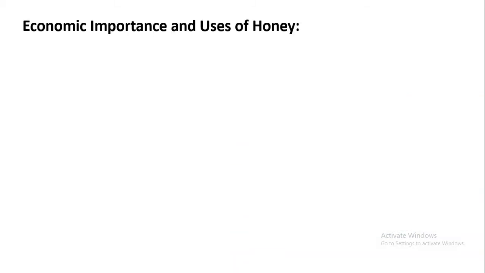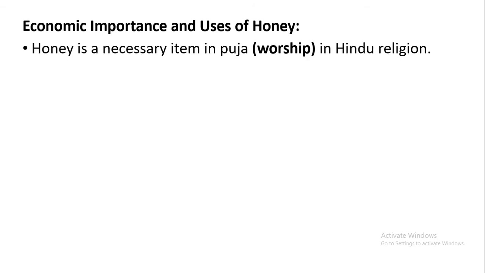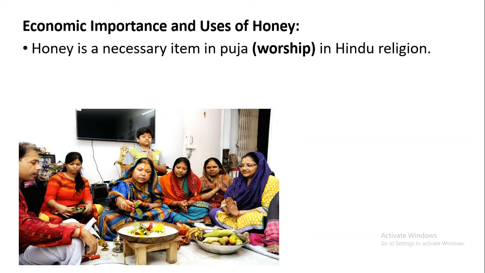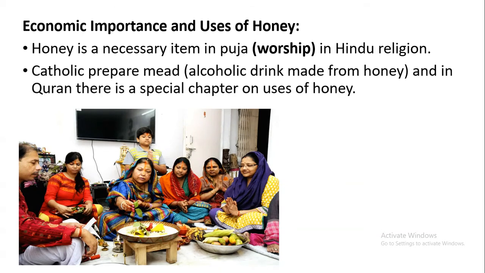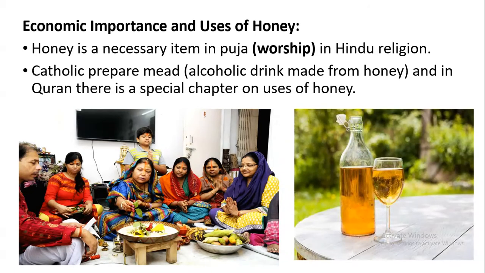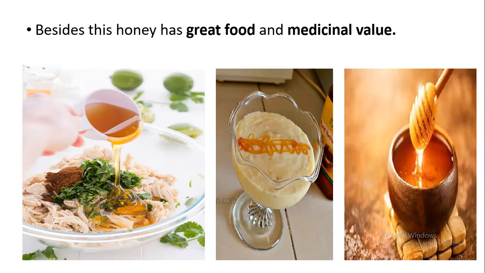Now we will talk about the economic importance and uses of honey. Where all do we use honey? Honey is a necessary item in puja for worshipping in the Hindu religion. And among Christians, that is Catholic people, they prepare a kind of mead, which is an alcoholic drink made from honey. And in the Quran there is a special chapter on the uses of honey. Honey has been used in food also, and it also has medicinal value.